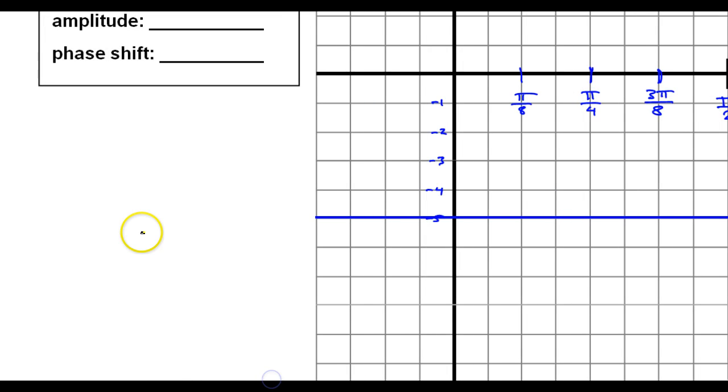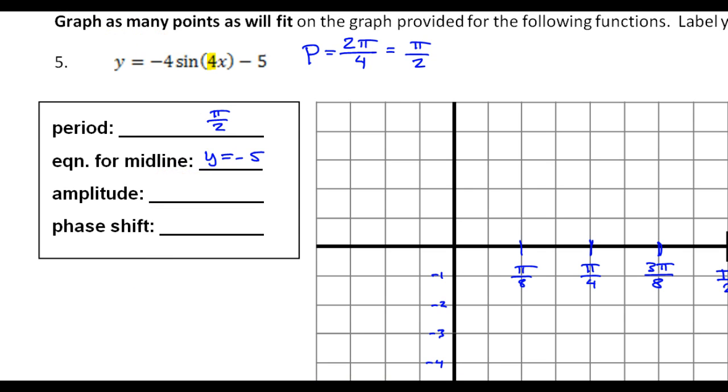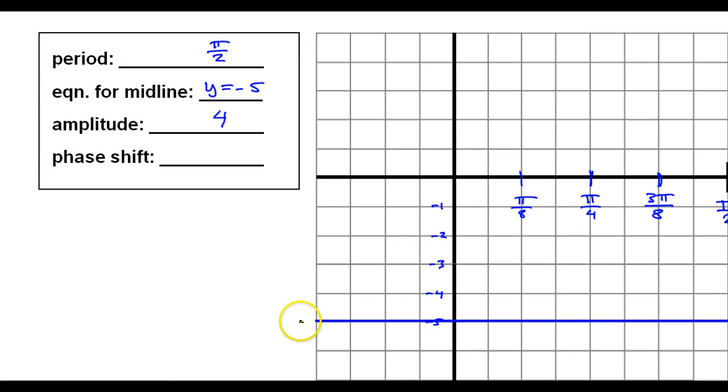Now, the amplitude. The amplitude is going to come from this number right here in the front. But the amplitude is always positive, so put +4 right here, not -4. The amplitude tells us how far above and below the midline we're going to go.